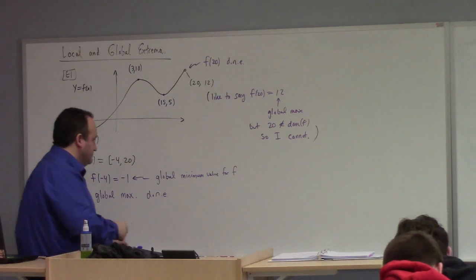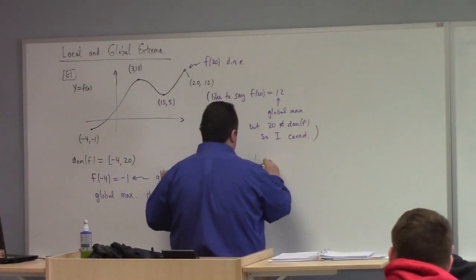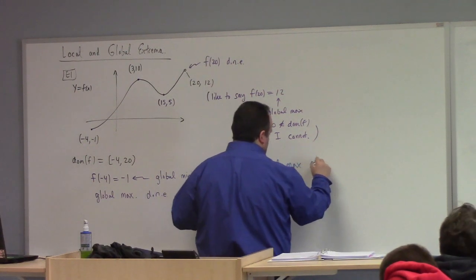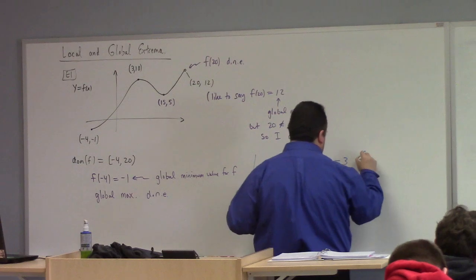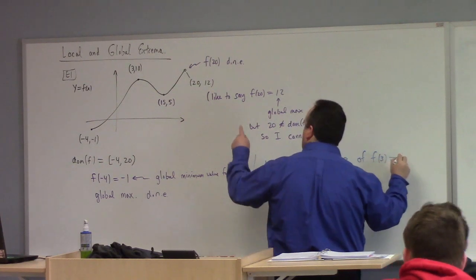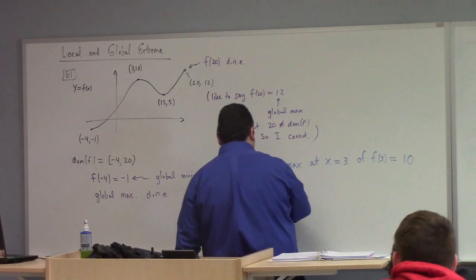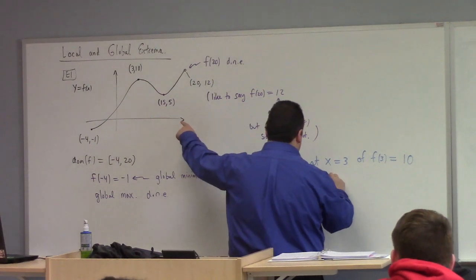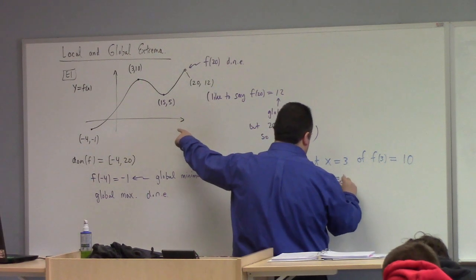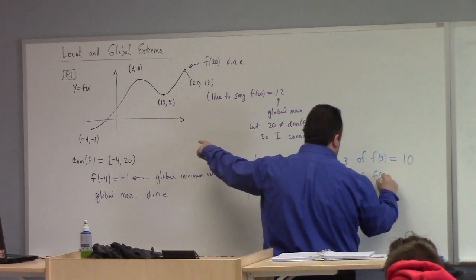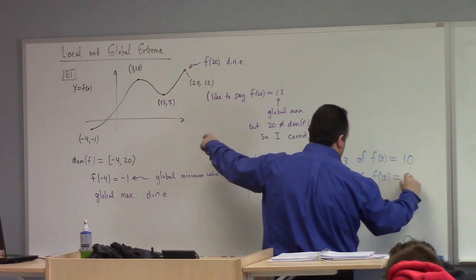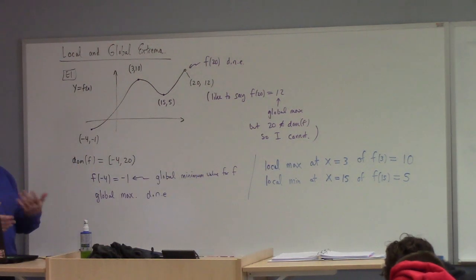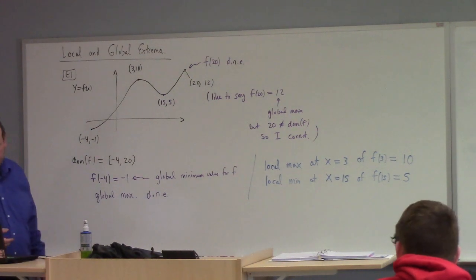So we also can say this. There is a local max at x equals 3, of f of 3 equals what? 10, right? And there's a local minimum at x equals 15, of f of 15 equals 5, right? So what does it mean to have a local max or a local min? How would you define this carefully?